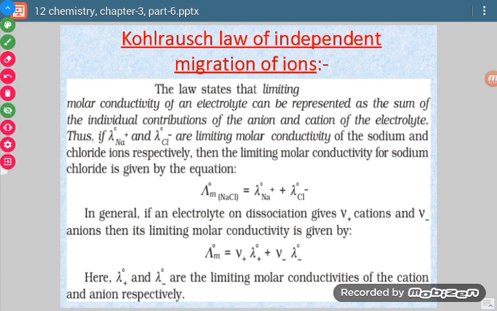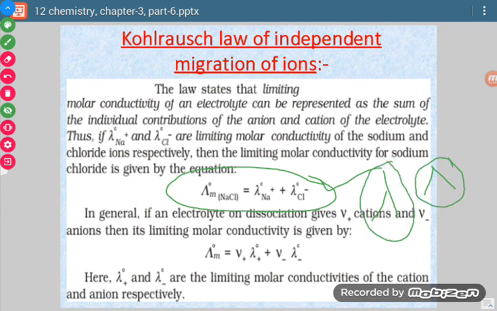Now suppose we take NaCl. NaCl will give Na positive and Cl negative ions. So the limiting molar conductivity of NaCl will be the sum of the limiting molar conductivities of its ions. There are two ions, one is Na positive, another is Cl negative. So we can write it like this. When we have to write for an individual ion, then lambda is to be written like this, and when it is to be written for a molecule or compound, then it is to be written like this. This is for compound and this is for individual ion.